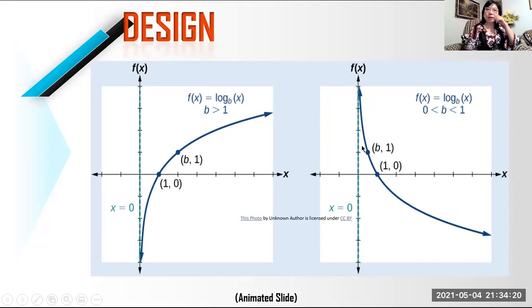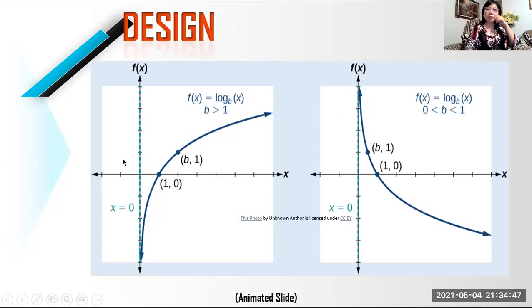And why does it look this way this time? Because this is the reflection of the logarithmic function over the x-axis. So originally, it goes through this point and bends like this. But now because it's a reflection over the x-axis, it bends this way. And the asymptote of the logarithmic function is the y-axis.